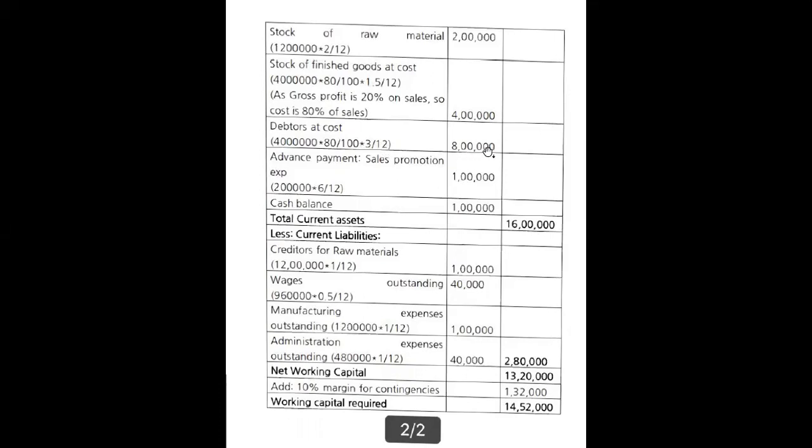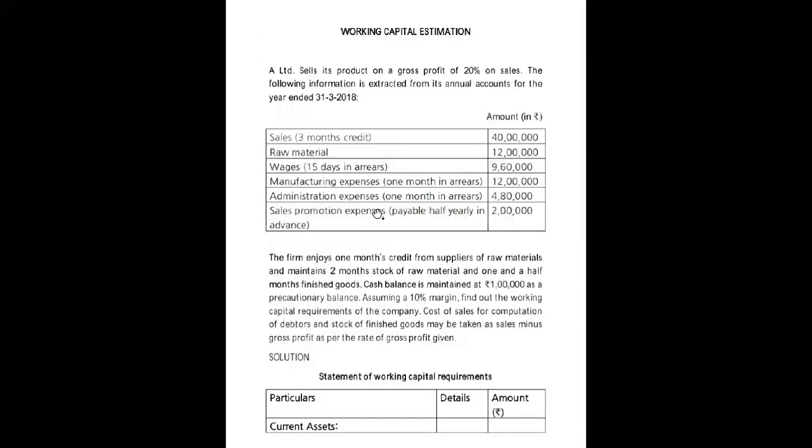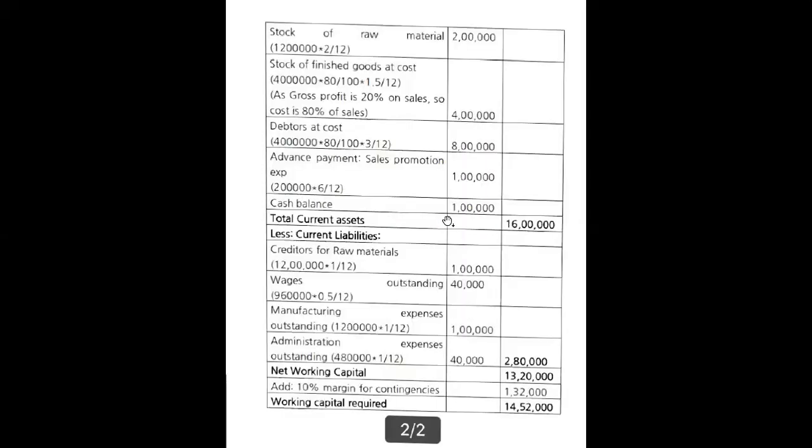That is 8 lakhs. Next is sales promotion expenses, which are prepaid. We were given in the question that sales promotion expenses are payable half yearly in advance. So if 2 lakhs is the amount for the entire year, half year's amount will be 1 lakh, and that is a prepaid expense. So that is a current asset.